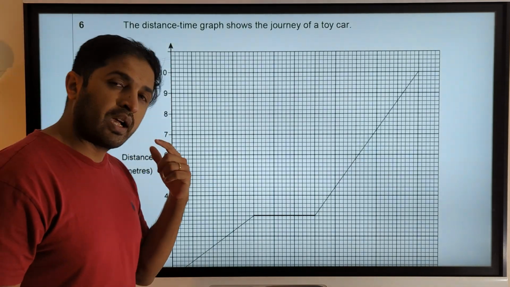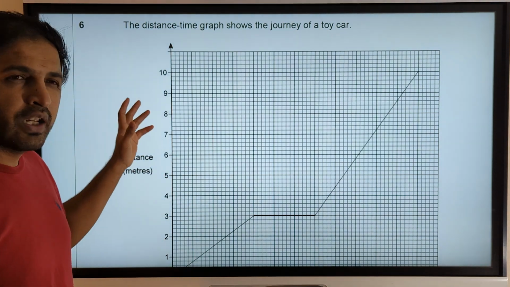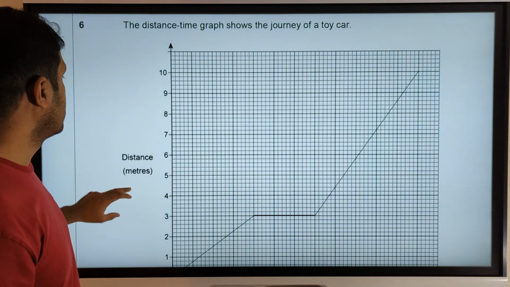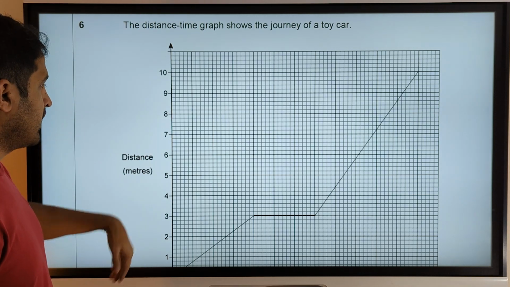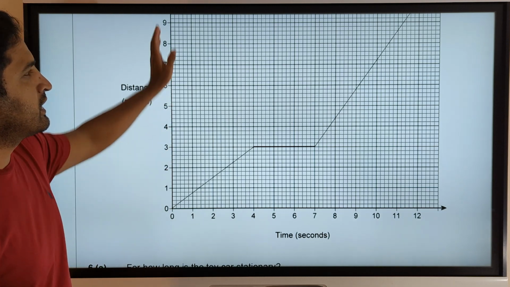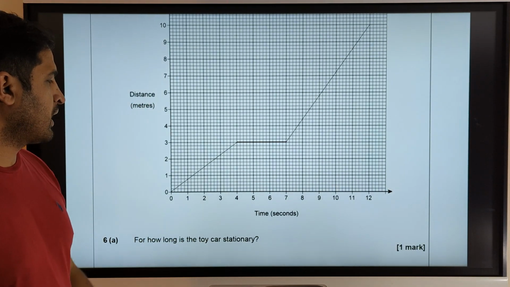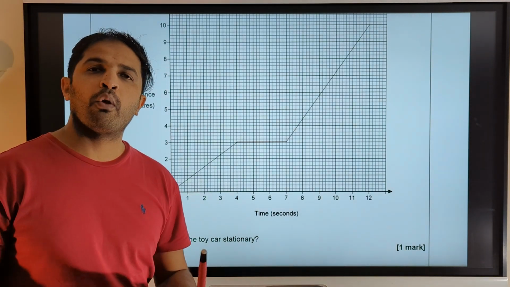Another common question that comes up in both papers, foundation and higher, okay? So we're still looking at around grade 3, grade 4 questions. Distance is going vertically up, so as you move along with the time, your distance is going up, okay? So, for how long was the toy car stationary? Stationary means not moving, okay?